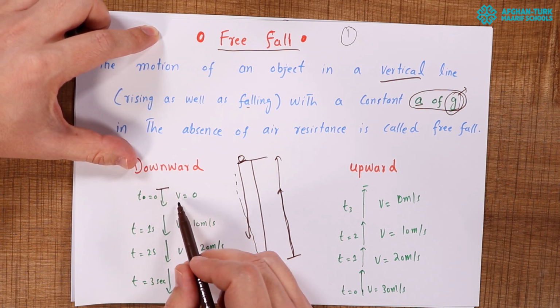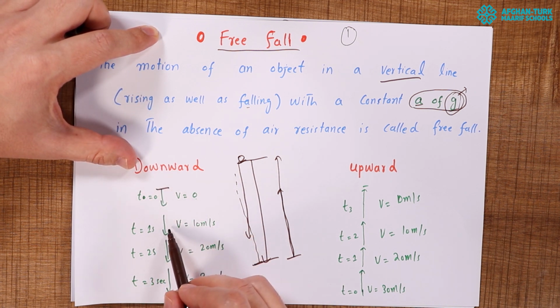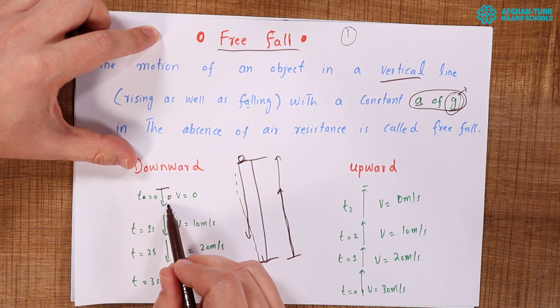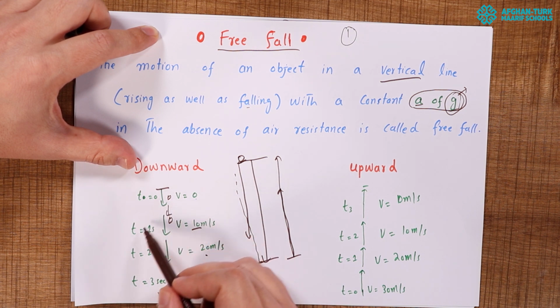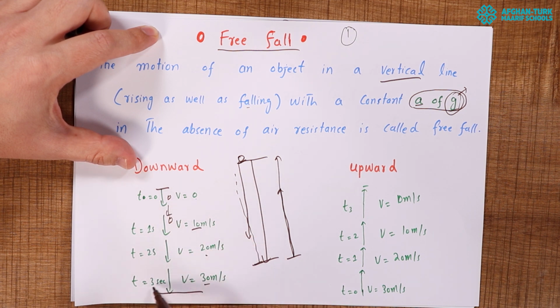Let's suppose this is the top position. Here the velocity is 0. If the ball reaches here, it gains some speed. The speed is 10 meters per second. If it reaches here, 20 meters per second. And finally, when it hits the ground, its speed is how much? 30 meters per second. So this is the time: 0 second, 1 second, 2 seconds, 3 seconds. It will also take some time.